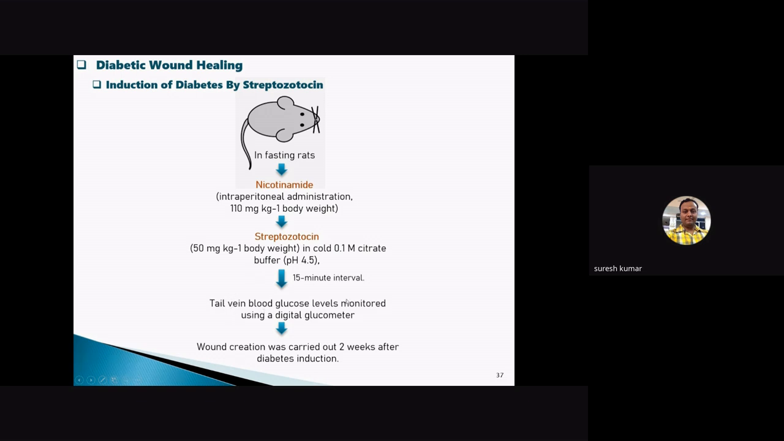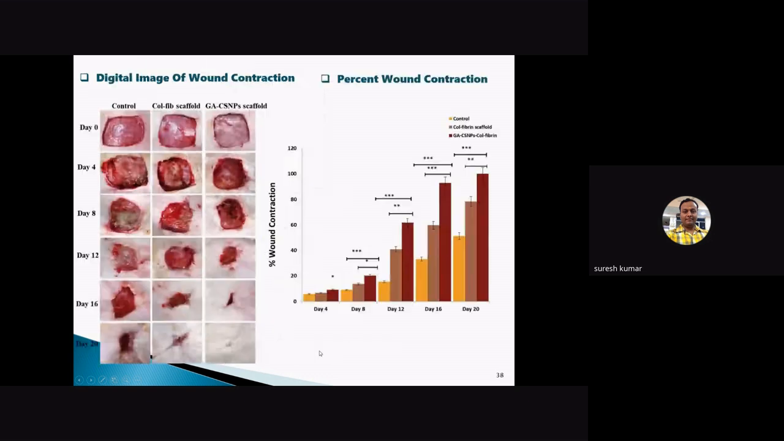Then the weight has been monitored. Once the glucose level is reached after 2 weeks, the wound was created. Similar experiments we have done. So if you see, comparing with the control and the normal wound experiment we have done, we have extended this study, because compared with the normal wound, the diabetic wound will take much longer time.